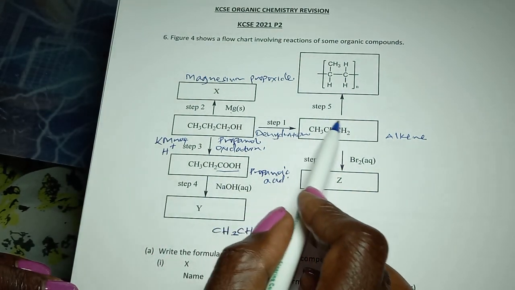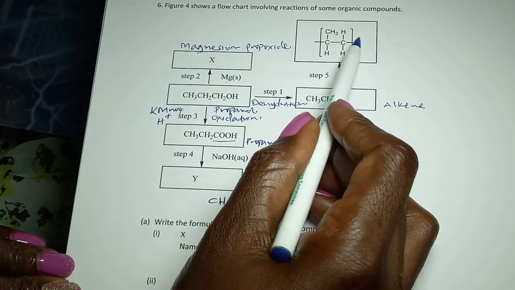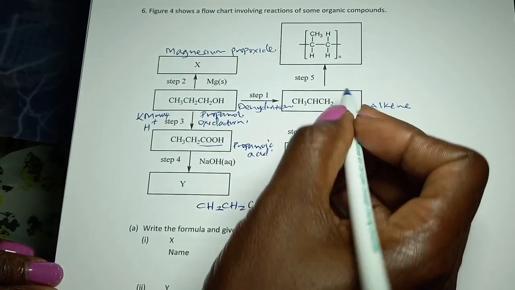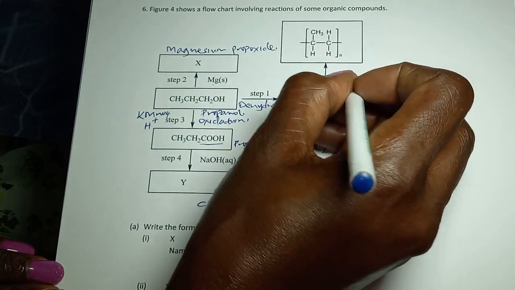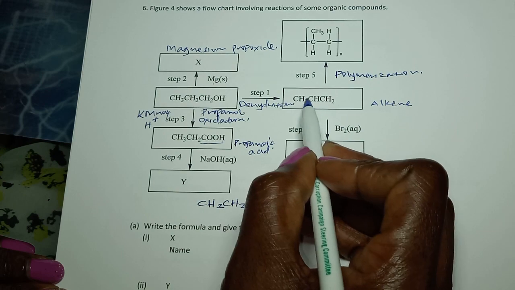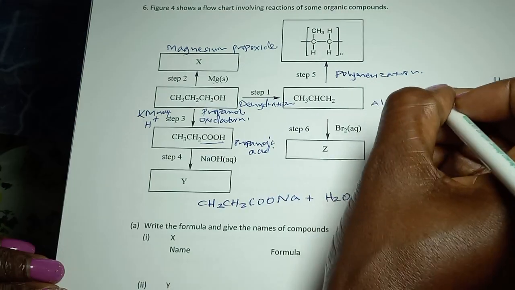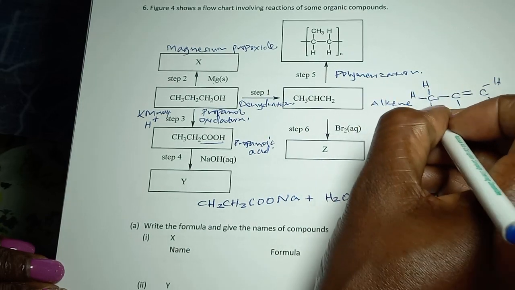If you go to step 5, we find that the alkene has been converted to a polymer. So this is a polymer, so step 5 is a polymerization reaction. And one of the starting reagents is the alkene. And this alkene, if you can draw the structure of this alkene, this is propene.